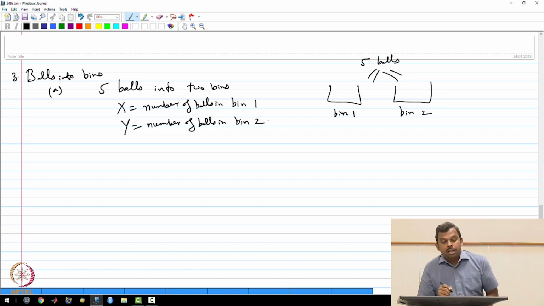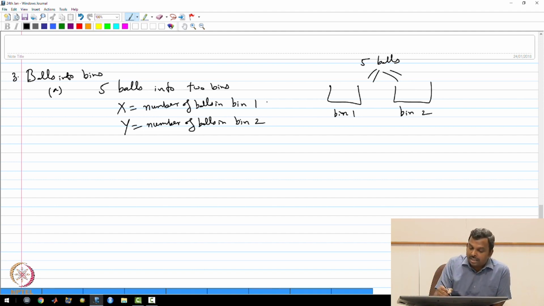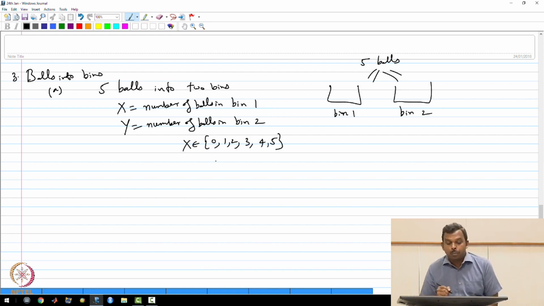Okay, so now we might start asking for questions about what this distribution is. One needs to be a little bit careful here with this distribution. It's not very straightforward. Now, X takes how many values? You can see X could be 0, 1, 2, 3, 4, 5. There are 6 possible values that X can take.